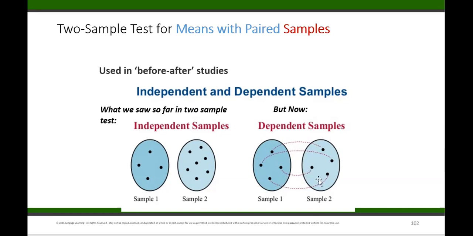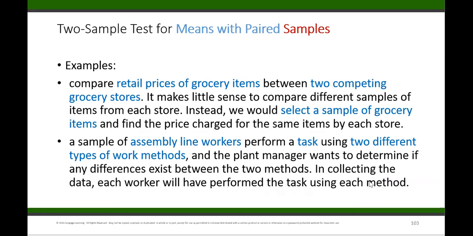One way to identify whether we're going to use a paired sample t-test or an independent sample t-test is by looking at the number of items in a sample. As you can see here, both samples have the same number of members, and you can pair the observations in each sample one by one. So if I go to the next slide, here we have two examples.